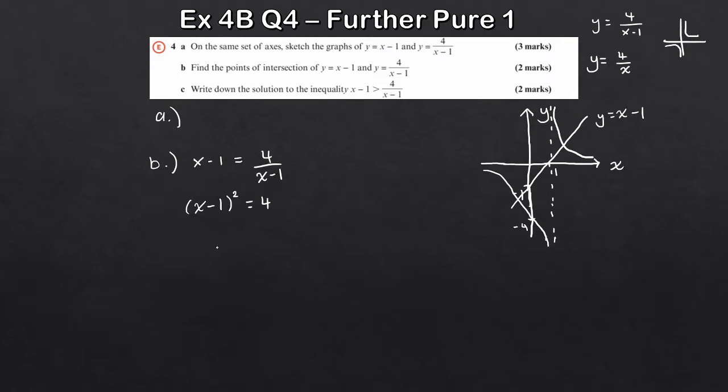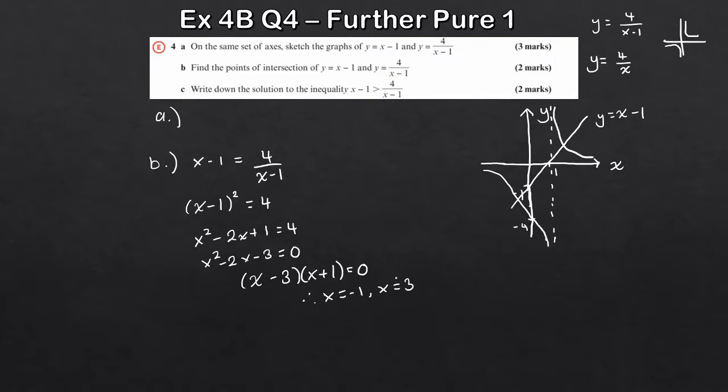Expanding this, I'm going to get x squared minus 2x plus 1 is equal to 4, and then subtract 4 off both sides here. So we get x squared minus 2x minus 3 is equal to 0. Okay. And then at this stage, we just need to factorise, or we hope it factorises, which it does quite nicely. We get (x minus 3)(x plus 1) is equal to 0. Okay, so we get 2 points here for my x coordinate, so we get x equals minus 1, and then x equals 3 here.